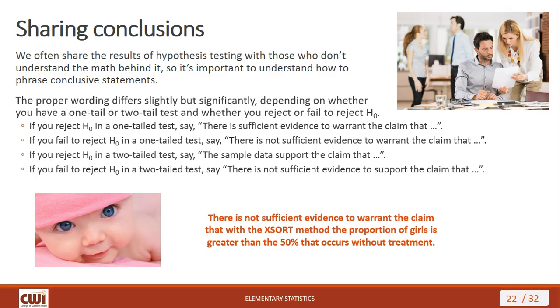So looking back at the XSort gender selection method example that we've been looking at throughout this lecture, we can make the conclusion, since we failed to reject H0 in a one-tailed test, remember it's a right-tailed test, so that's a one-tailed test, we would say there's not sufficient evidence to warrant the claim that with the XSort method, the proportion of girls is greater than the 50% that occurs without treatment. This is very specific language, but it's also language that those who are not familiar with statistics can readily understand.